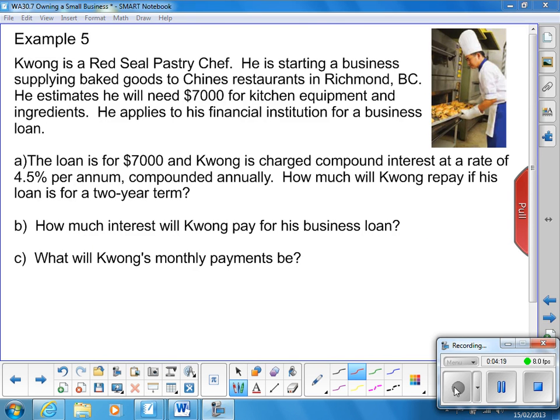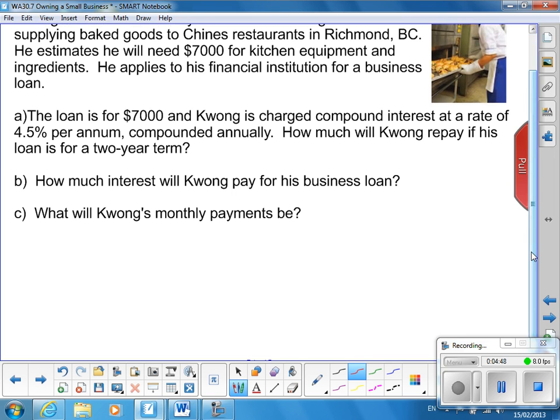Okay, example 5, Kwong is a Red Seal pastry chef. He is starting a business supplying baked goods to Chinese restaurants in Richmond, BC. He estimates he needs $7,000 for kitchen equipment and ingredients. So he's applied to a financial institution for a business loan. So the loan is for $7,000. The interest rate is 4.5% compounded annually. So how much will he have to pay after 2 years?